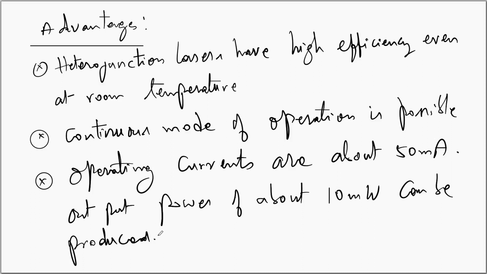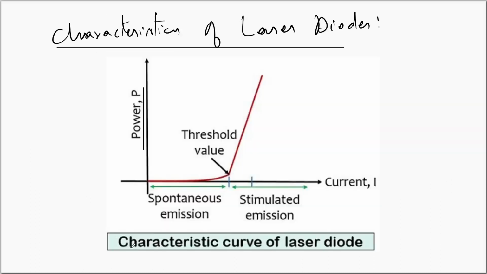Now we shall look at the characteristics of the laser diodes. The characteristic curves of the laser diode are shown here. Along the x direction we plot the current, and along the y direction we plot the power. So when the current is slowly increased, we notice that a threshold value is reached, and up to the threshold value the optical power increases non-linearly, and beyond the threshold point the power increases linearly with respect to the current.